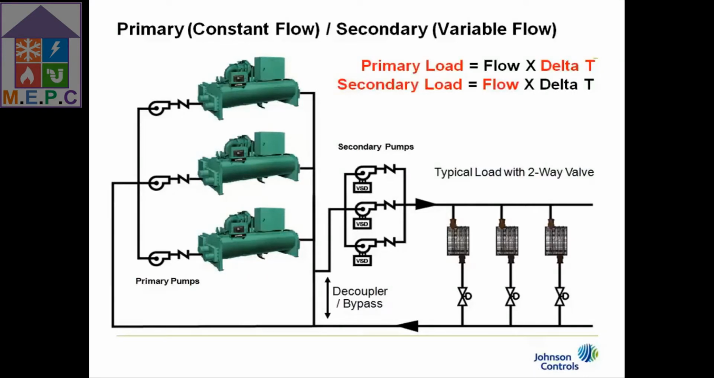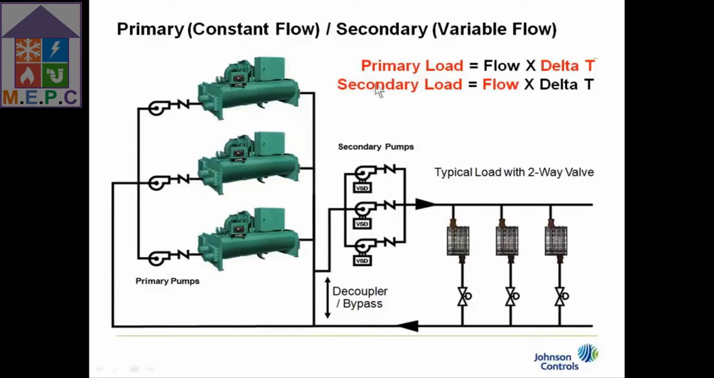One of the more important things to take away from this particular part is that load is equal to flow times delta T. Load is equal to flow times delta T in the chiller, in the chiller's evaporator, in the condensers, in the coils, in the system, in the cooling tower. Everywhere, load is equal to flow times delta T.